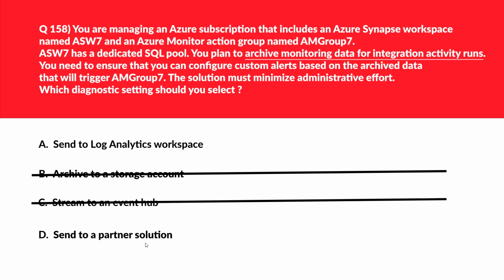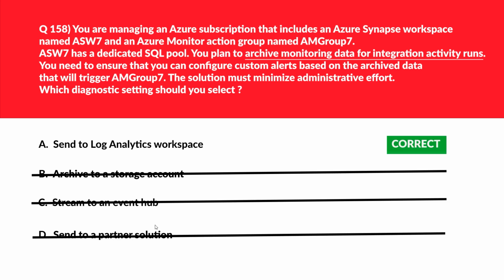D says send to a partner solution. Sending to a partner solution is for integrating with third-party solutions and does not support custom alert configuration, what's required by the question. We'll reject this. We'll lock option A as the right answer.